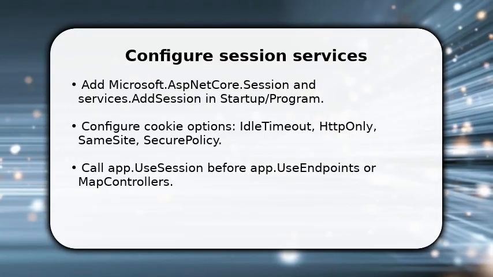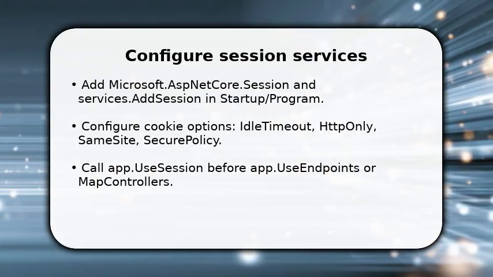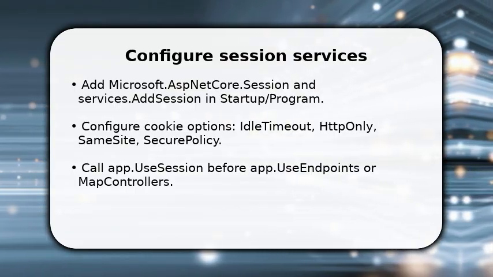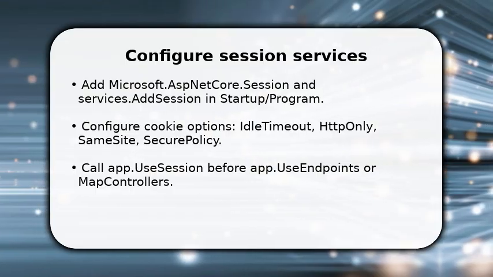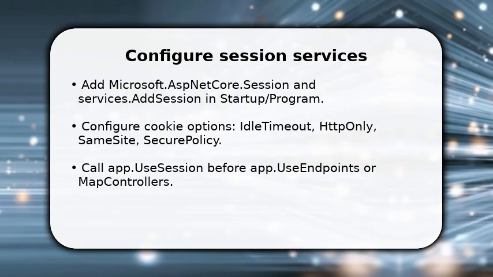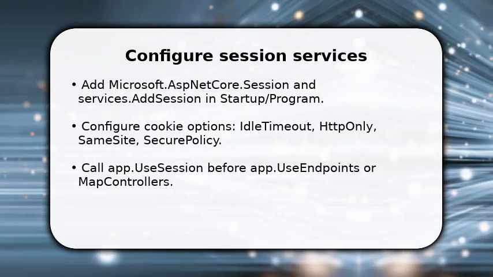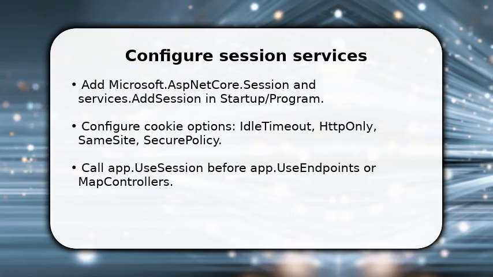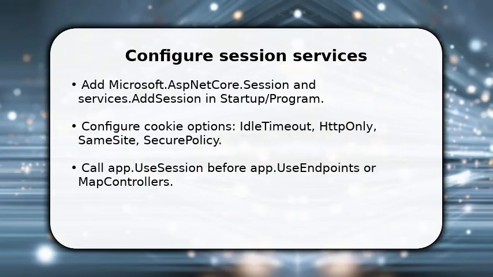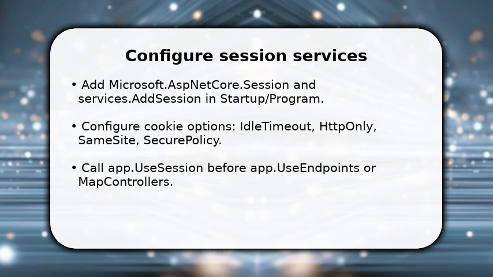You'll start by registering session services so the server can store per-user data. In Program.cs, add services. Add distributed memory cache and services. Add session, then configure cookie options and timeout. Once done, make sure you call app.UseSession early in the pipeline, before routing and endpoints, so middleware can attach session to HTTP context. This establishes storage and cookie behavior. You're creating the plumbing that your controllers will rely on for read and write access.